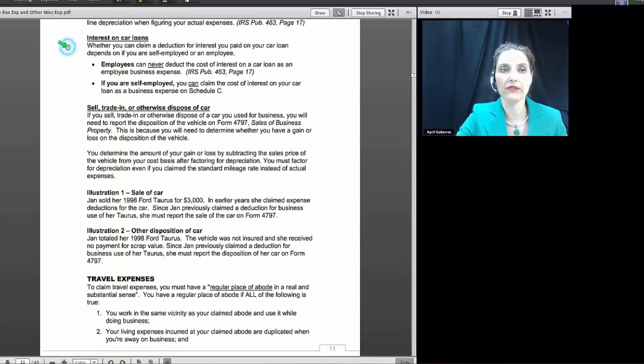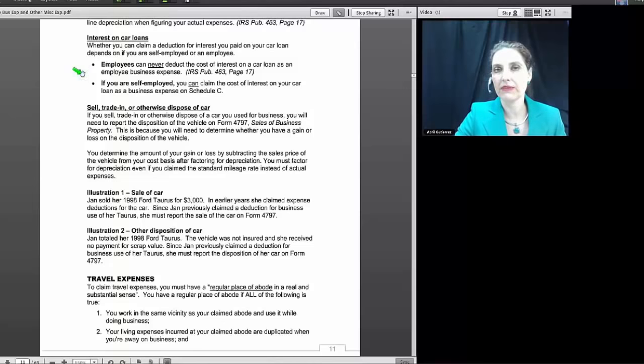Interest on car loans. Whether you can claim a deduction for interest you paid on a car loan depends on if you were self-employed or an employee. Employees can never deduct the cost of interest on a car loan as an employee business expense. If you are self-employed, you can claim the cost of interest on your car loan as a business expense on Schedule C. So this is the one that gets people.